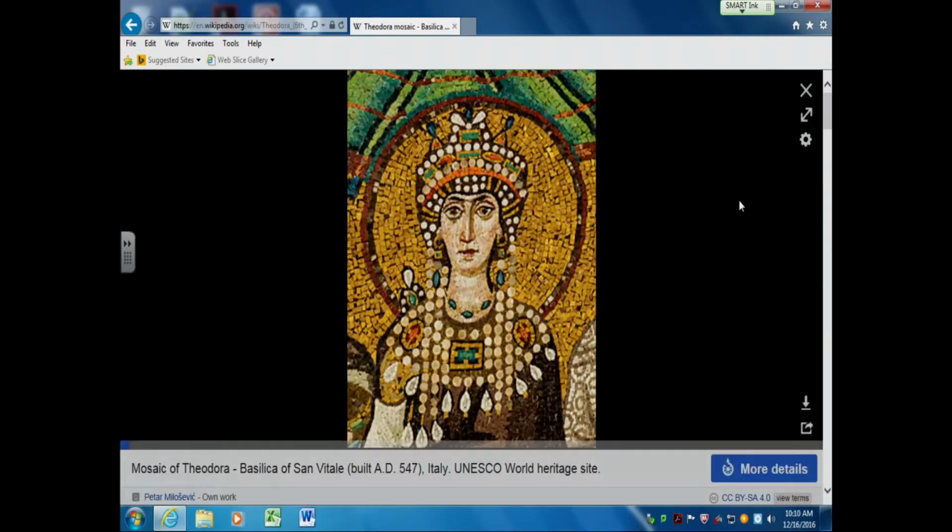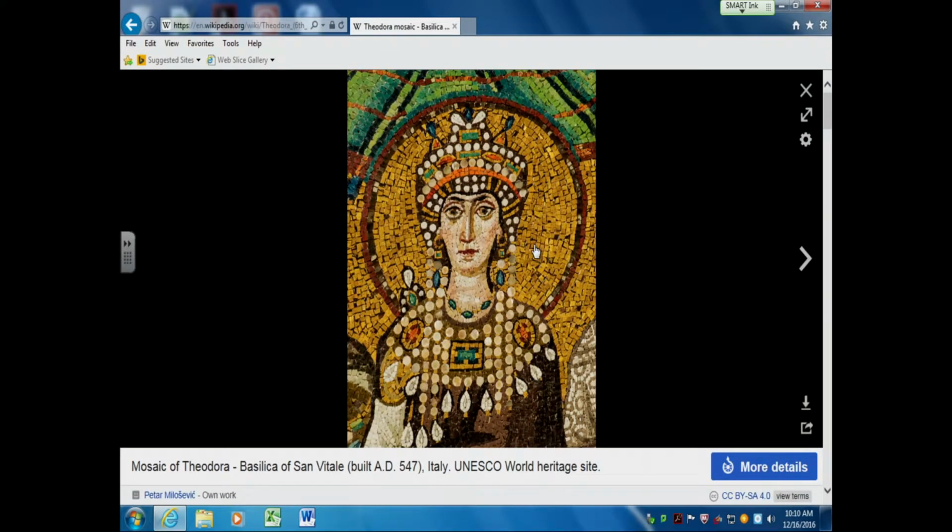And here is a mosaic of Theodora. I'll double back. I saw I didn't have the computer on, so I'll show you the mosaic of Justinian as well. But here she is. She's unusual. She was, for all intents and purposes, the co-ruler and had a great deal of influence on Justinian. And she saved him here.